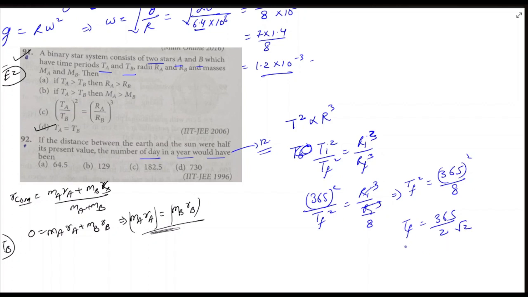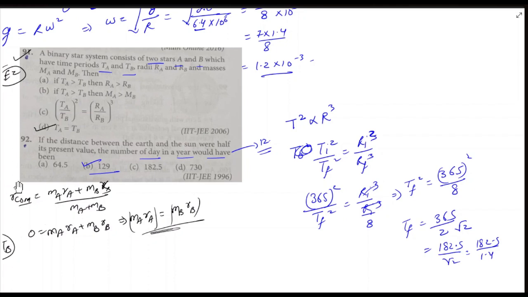So if I use the calculator really fast, you can solve it manually, of course. Half of 365 will be 182.5 divided by root 2, and root 2 is 1.4. So this will be less than 182.5. So this will be the answer. Okay, if I use the calculator, let's just find the exact answer. So yes, it will be approximately 130. 129 is the correct option.